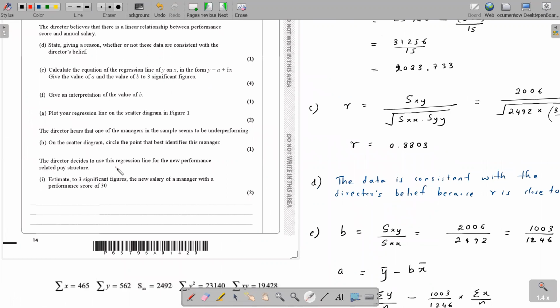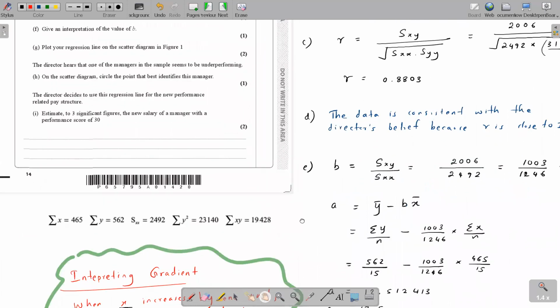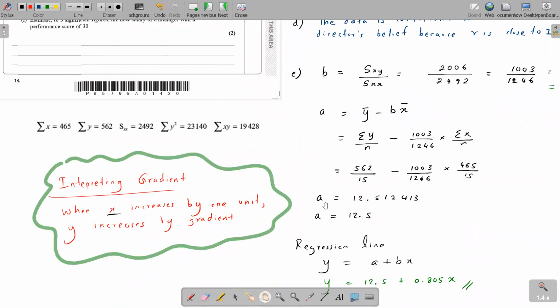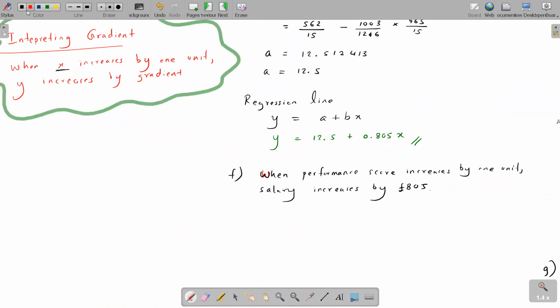The director decides to use a regression line for the new performance related pay structure. Estimate to 3 significant figures the new salary of a manager with a performance score of 30. So it's quite easy, right? If your performance score is 30, how do you get the salary? Y is the salary, X is the performance. So X is 30. All you have to do is go to your regression line and replace X with 30. So 12.5 plus 0.805 times 30. How much is the salary, children? 36.65.